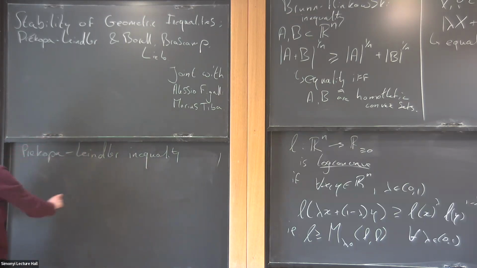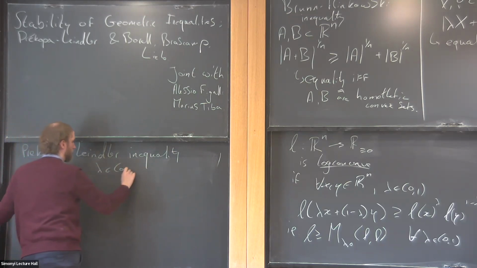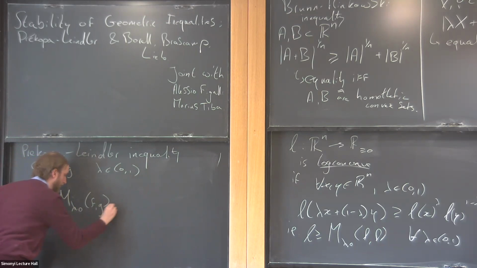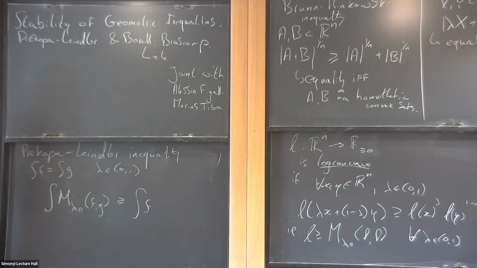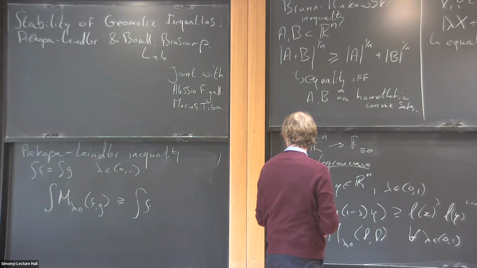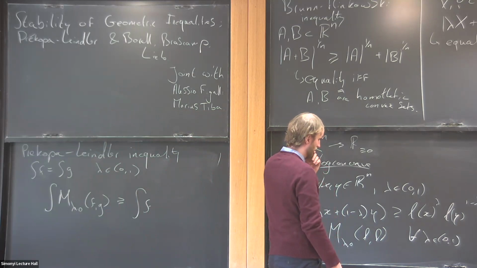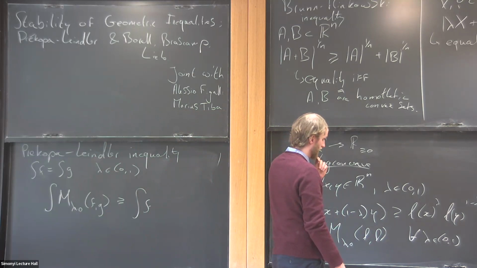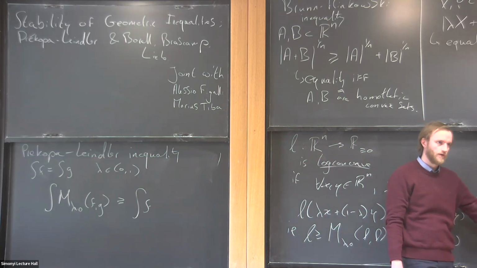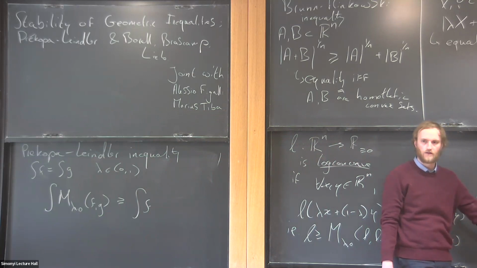So let me recall that f has the same integral as g, and I take some lambda between 0 and 1, then the integral of m lambda 0 of f and g is at least the integral. So with that in mind, we found a lower bound on the size of the integral of L along this line.